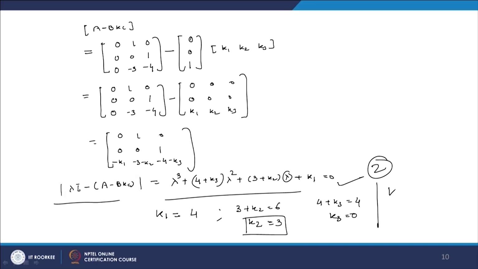Therefore, your controller K is K1, K2 and K3, which gives you 4, 3 and 0. Now, this is the controller K. This controller K will stabilize the system in such a manner that we get the desired performance. If you change the pole placement, you will get different values of K.